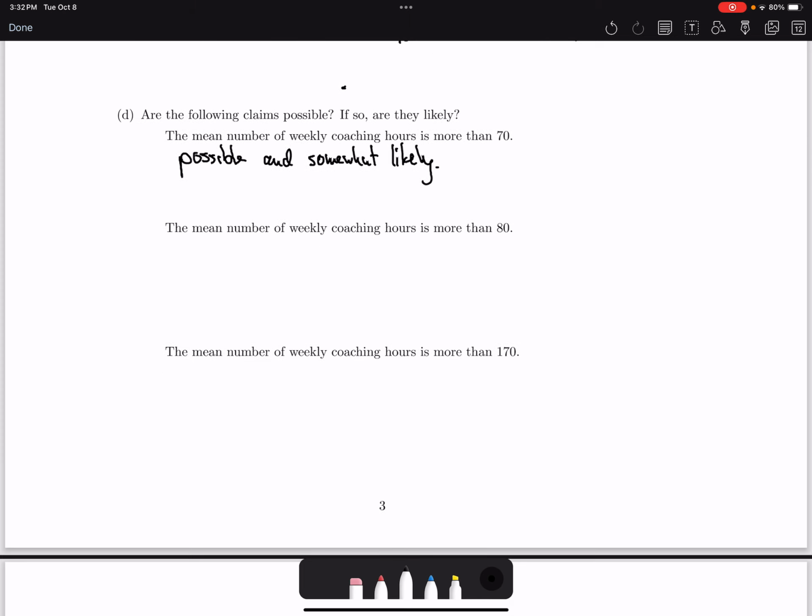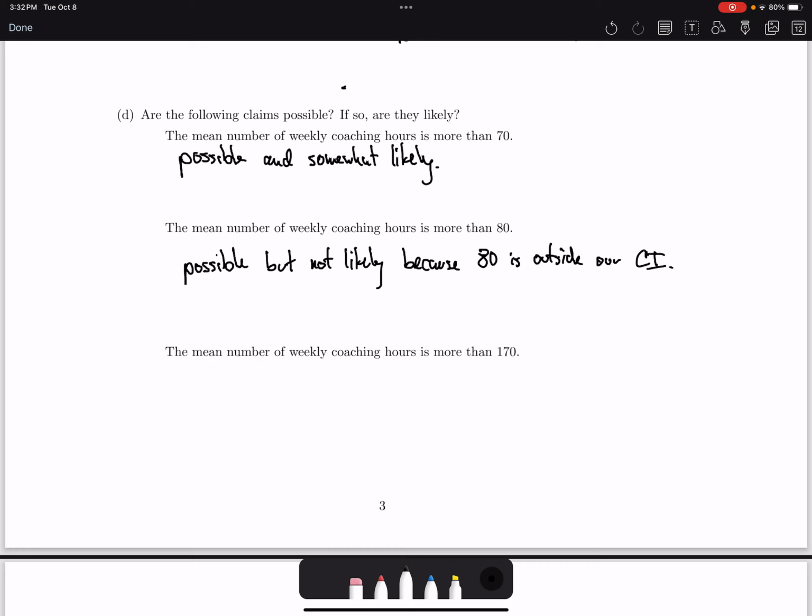Okay, next claim. The mean number of weekly coaching hours is more than 80. Okay, so that's possible, but not likely, because 80 is outside our confidence interval. So it's possible, but not likely.